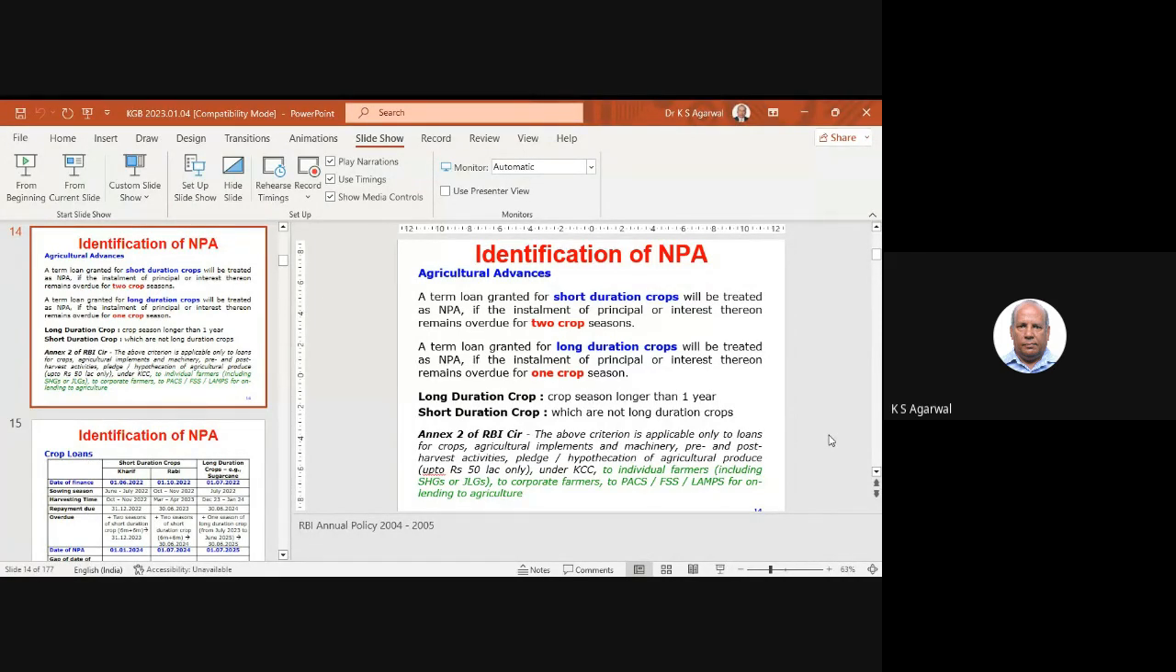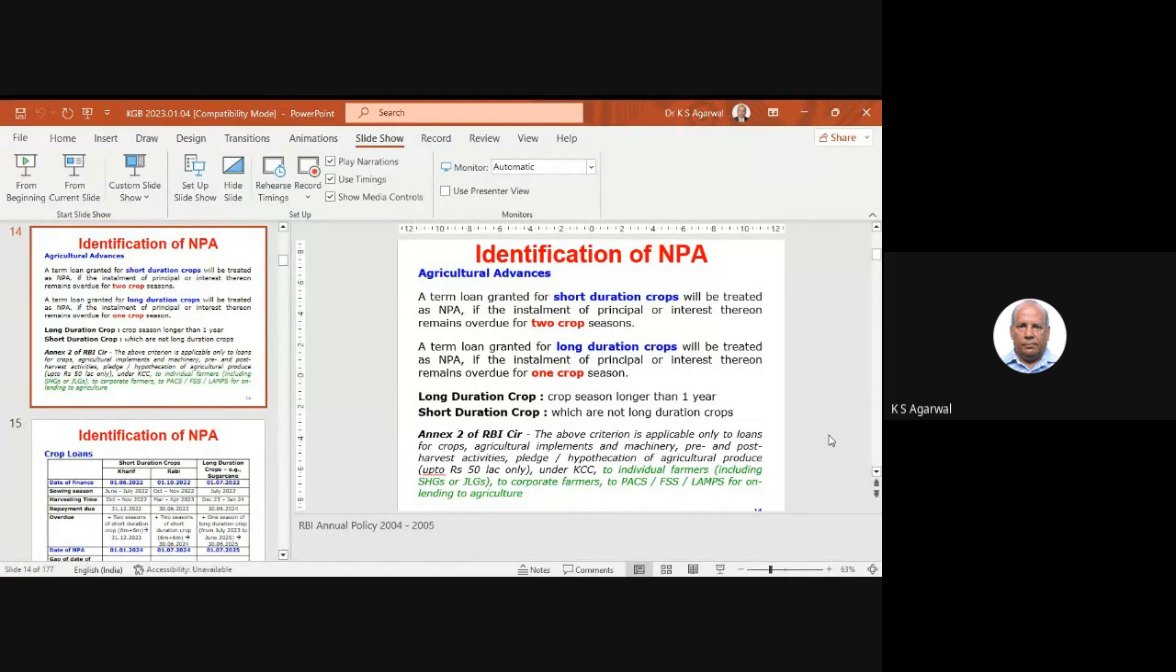So, a term loan granted for short duration crop will become NPA if principal or interest remains overdue for 2 crop seasons. In case of short duration crop, overdue 2 crop seasons. Long duration crop, overdue 1 crop season. This will become NPA.